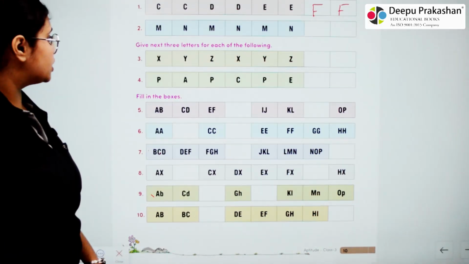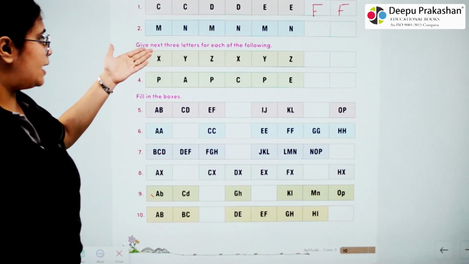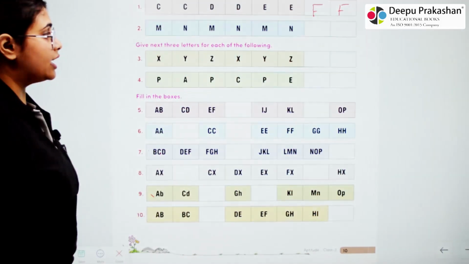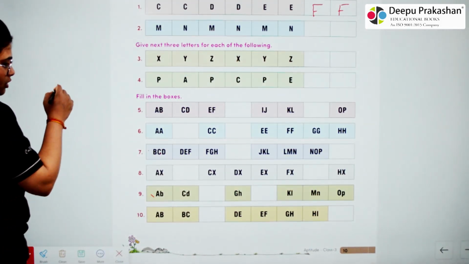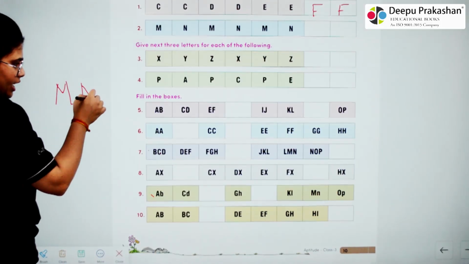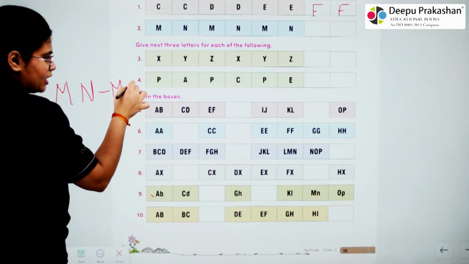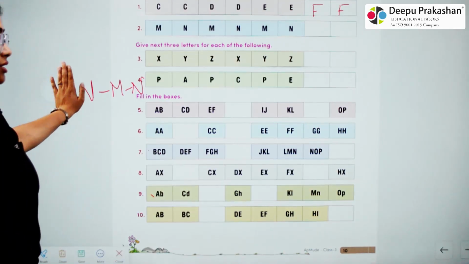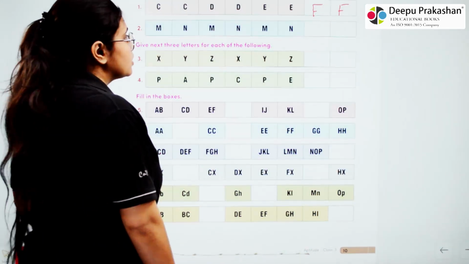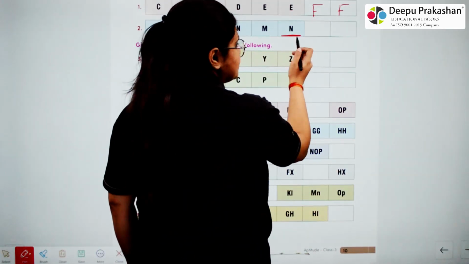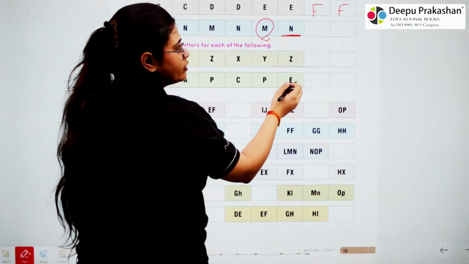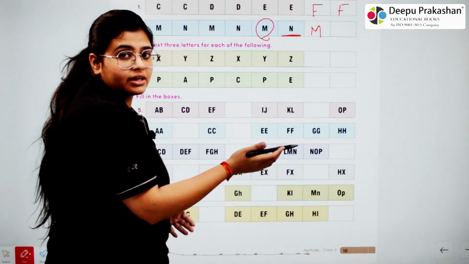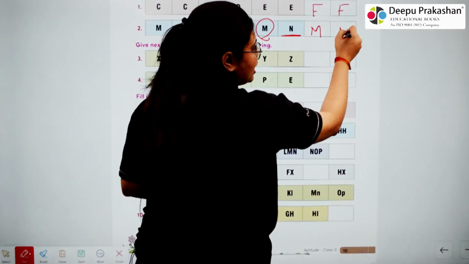Coming to the second one, we are given M, N, M, N, M, N. That means here the pattern is going M, N, then M, N. That means no other alphabet is used in this series. So the letter that comes after N is M. So we will write M, and after M the letter that comes is N. So we will write N.